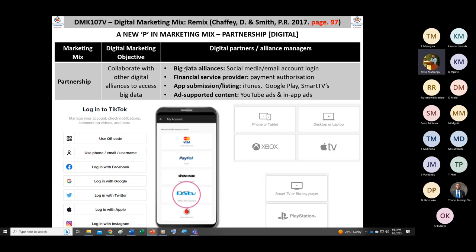The first one, as a practical example, could be a big data alliance. With a big data alliance, you've got social media or email account login. You've got a practical example. I think TikTok is doing very good work with big data alliances. Very few apps or organizations allow you to use so many options to sign into your account. So you will see TikTok has partnered with these social media alliances so that it can easily verify a customer creating a new profile, creating their name, and so on.